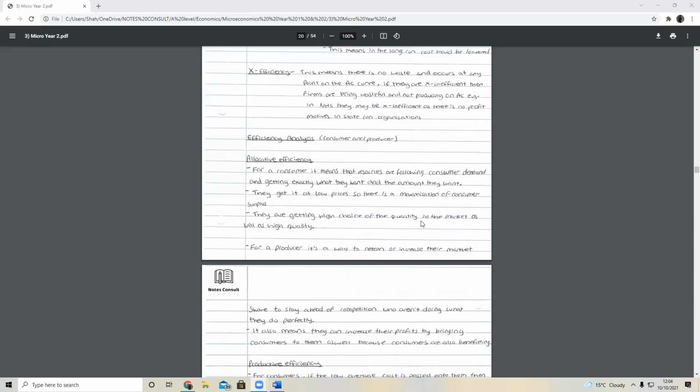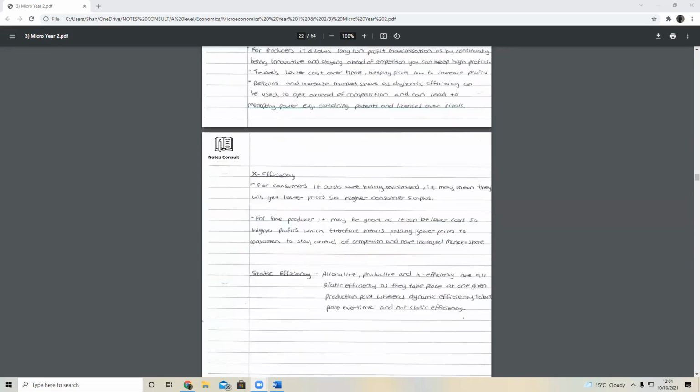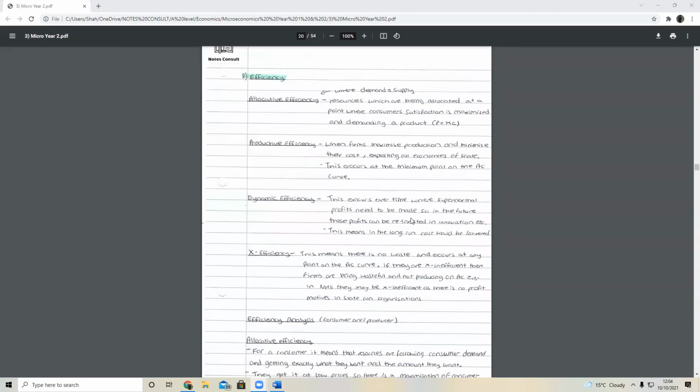So we finished off on efficiencies last week, innit? And we did a few of those graphs. I'm just gonna go through a few of those graphs again just to stress the importance of knowing them, because it was a bit confusing last week.